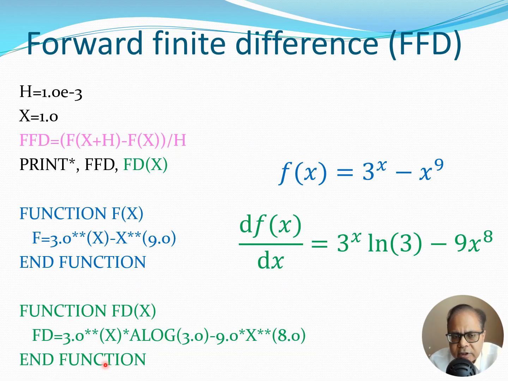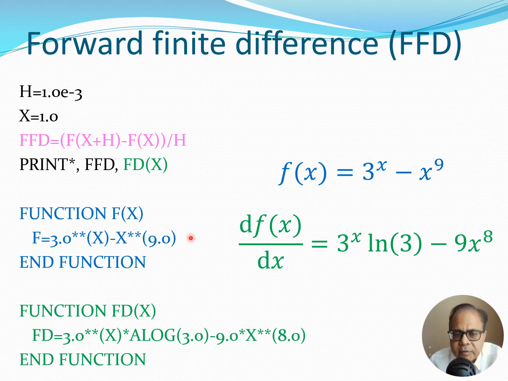So let us immediately write some simple programs here. So we have a program for the function. So this is a function subprogram, function f of x, and f is given as 3 to the power x minus x to the power 9, and then we end the function here. Similarly, we have this function here which is given as fd, that is the derivative of f of x, and that again is defined as 3 to the power x into a log 3 minus 9 x to the power 8. So remember, a log is the log to the base e.